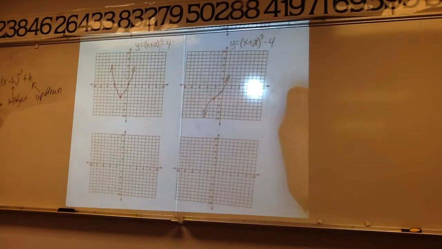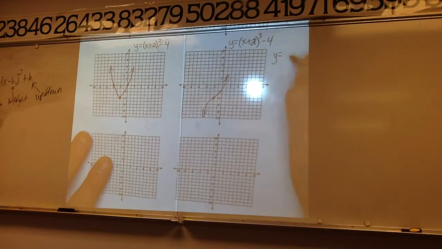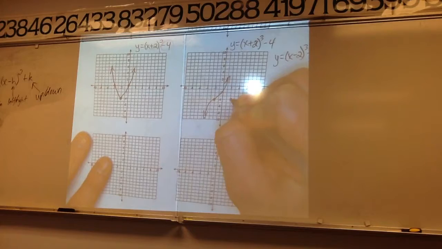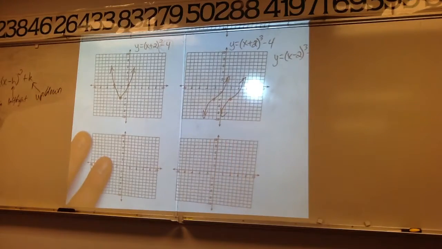So what if it was x minus 2? If it was the same equation, but x minus 2 to the third minus 4, you would go right 2, down 4, and it would look something like that. So that's how you do it.